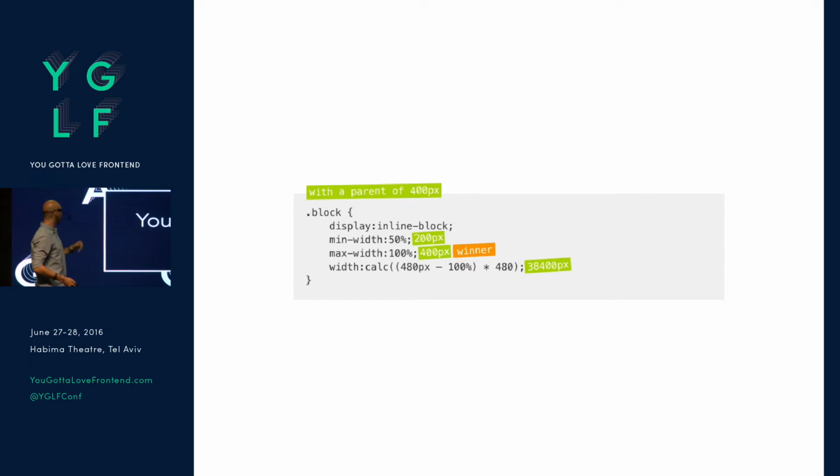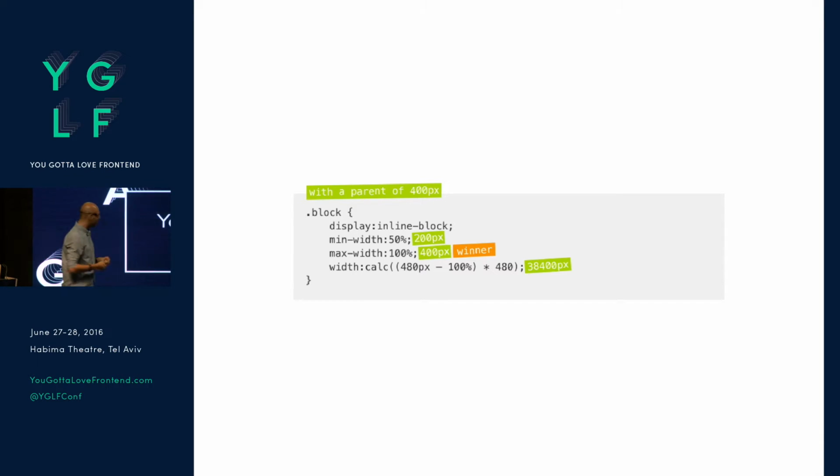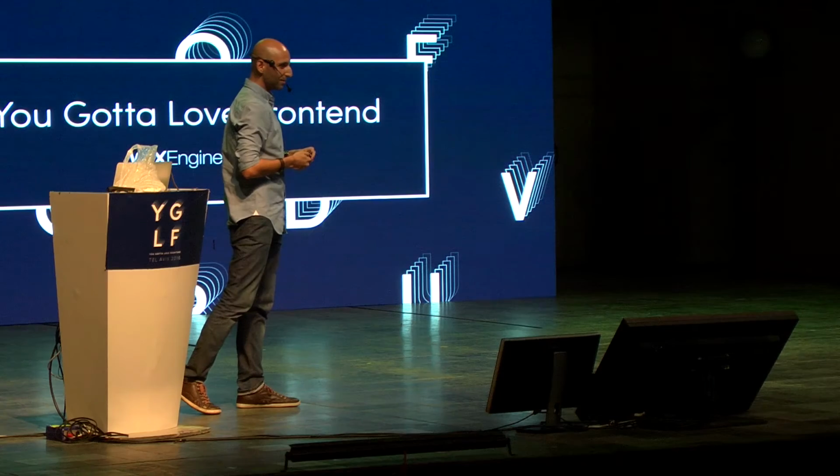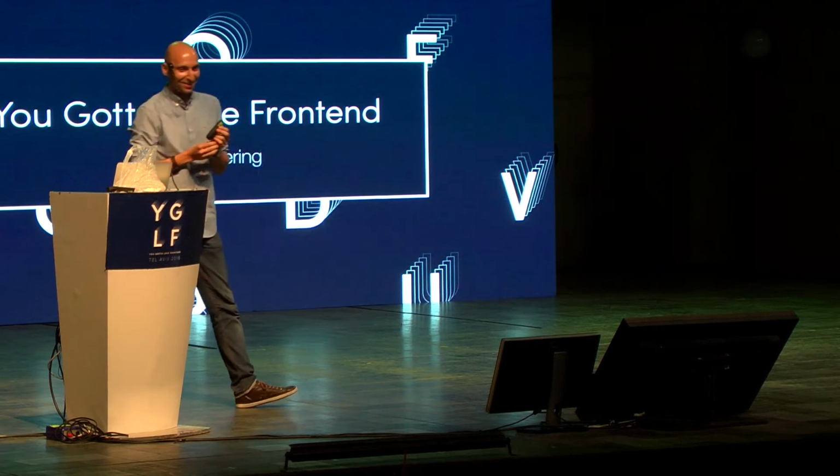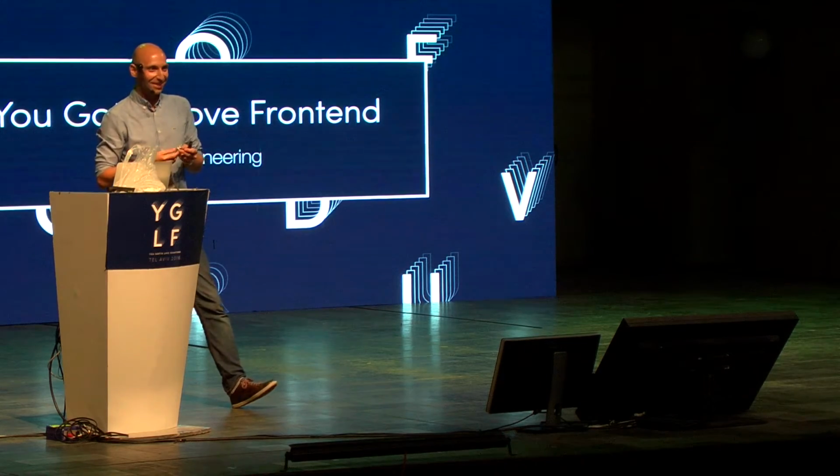If we are under our breakpoint, so we have, let's say, 400 pixels, in that case, the min width is 200 pixels, max width is 400 pixels, and width is 38,400 pixels, which means that max width is going to win. In this way, we can mimic responsive media queries in Gmail.